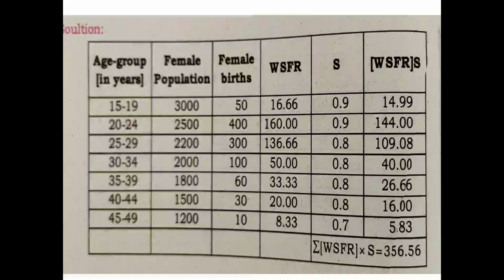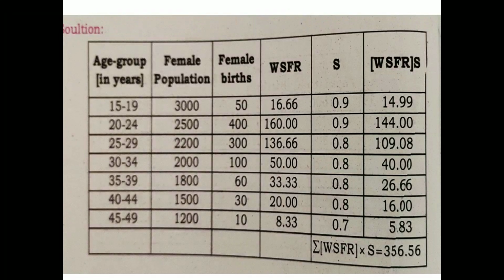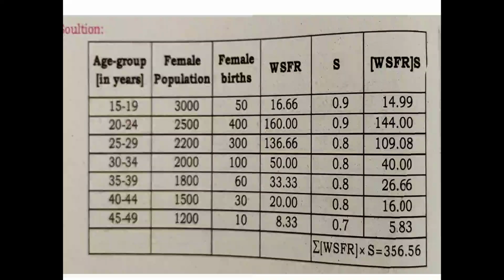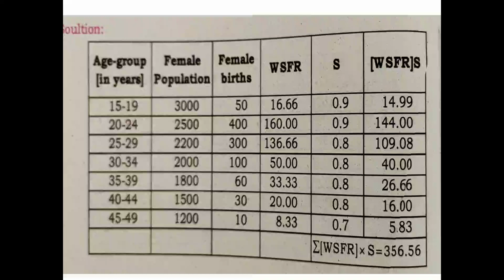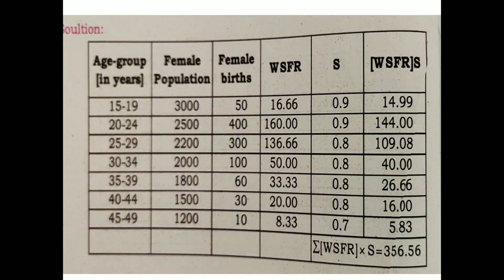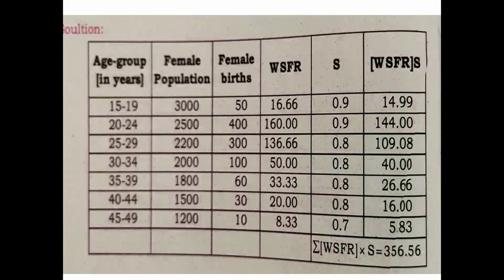Next column you can see S. So what you need to do is, the formula says summation WSFR into S. So multiply corresponding WSFR with corresponding S. Multiply WSFR with corresponding S. So multiply first one, 16.66 into 0.9, which is equal to 14.99.